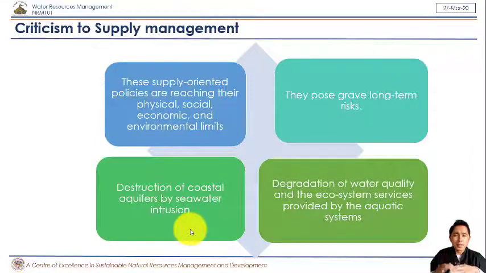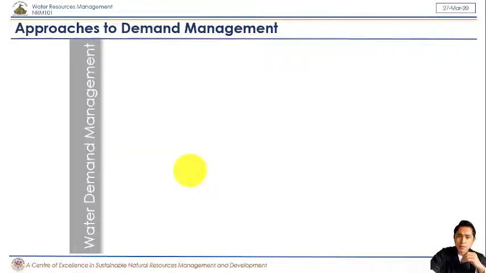And at last, if you are just focusing on the supply side, the ecosystem provided by aquatic systems is going to be degraded, because we are mostly focusing on giving more water to people, to industry, to power, and thereby not focusing on environmental aspects. So biodiversity is going to be degraded. So these are a few of the criticisms that we get of the supply side.